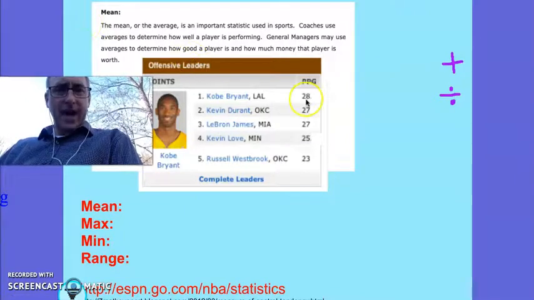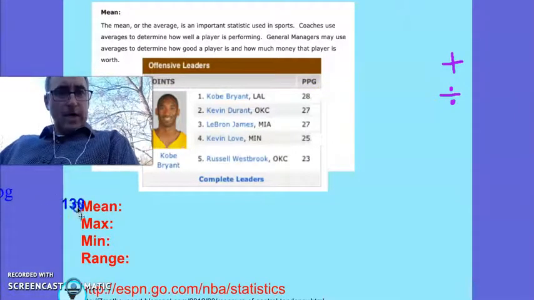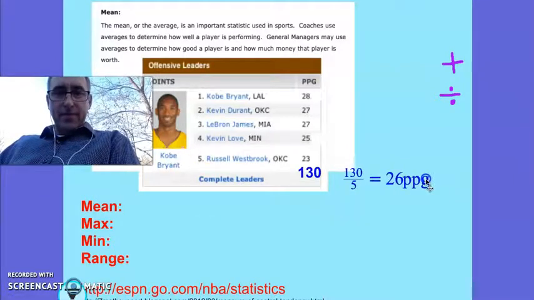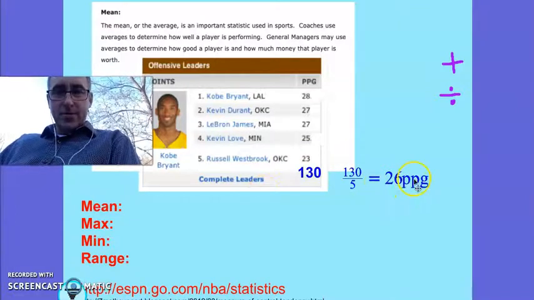Remember, when we're finding averages, we're going to add up all the numbers and then divide by how many we have. Here we have 5 players, so we're going to divide by 5. So why don't you add these up in your calculator? Pause the video and then come back. When I added it up, I got 130 total points, but we need to divide that by 5. When we divide 130 by 5, we get 26 points per game.